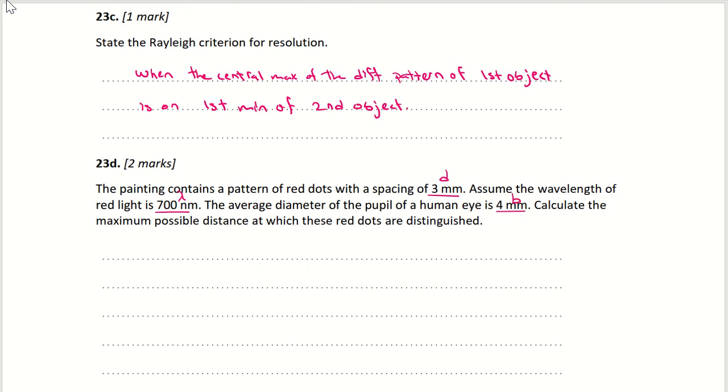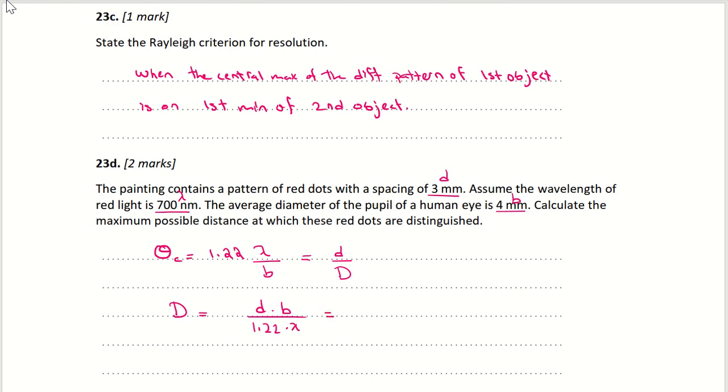Calculate the maximum possible distance. So this is the same as before. He wants the maximum possible distance at which these red dots are distinguished, which means that the angle should follow the Rayleigh criterion. So in this case, we know that theta c should be equal to 1.22 times the wavelength over b, and it's equal to the distance between the two red dots over D, and this D is the one that I need to find, which means that D is equal to the small d times the small b over 1.22 times lambda.